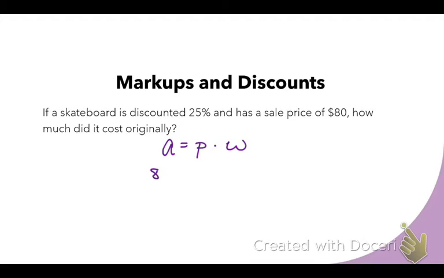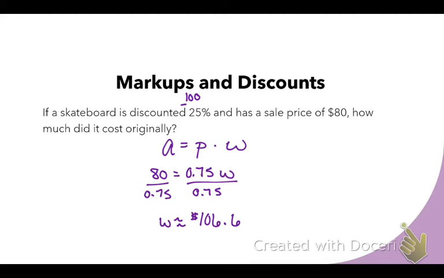Okay, so the amount we paid is 80. What is the percentage that we paid? We paid 75%. It was 25% off and it started from 100%. So we paid 75% of the original item, but we don't know how much that was. So when we divide both sides by 0.75, W is approximately, rounding to the nearest penny, $106.67. Yes, please go spin the spinner.